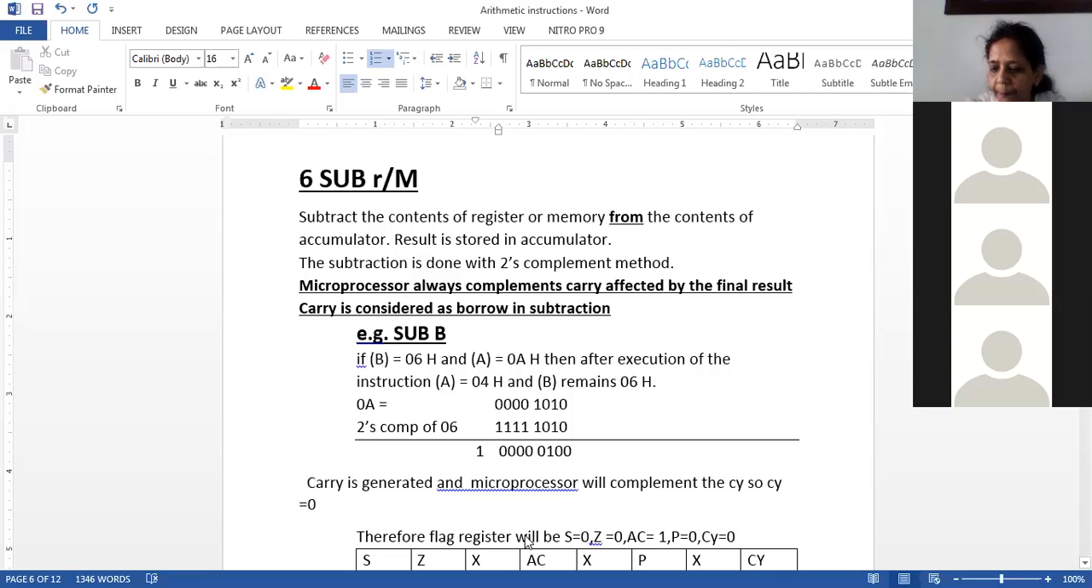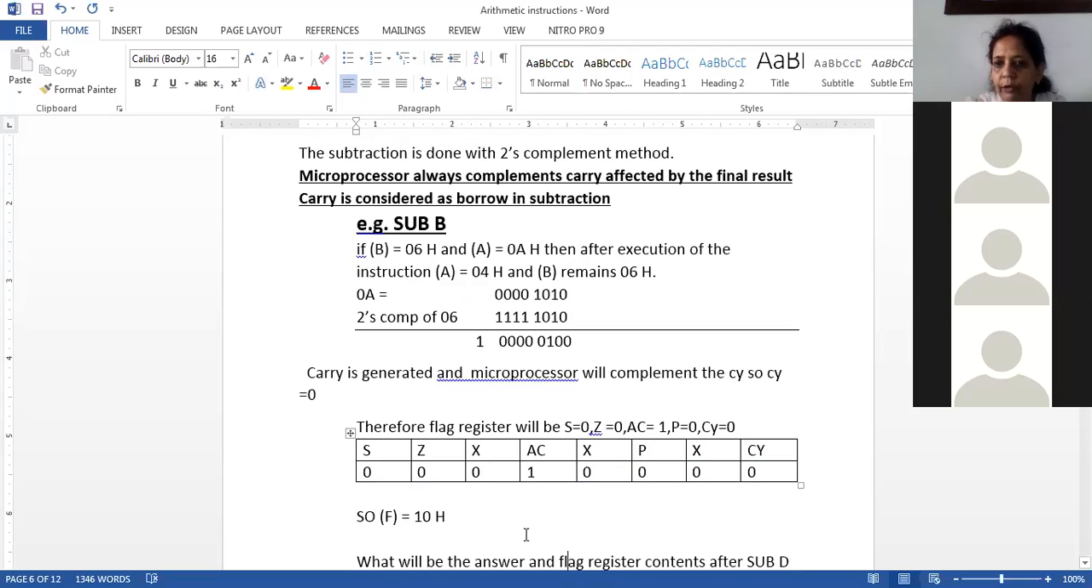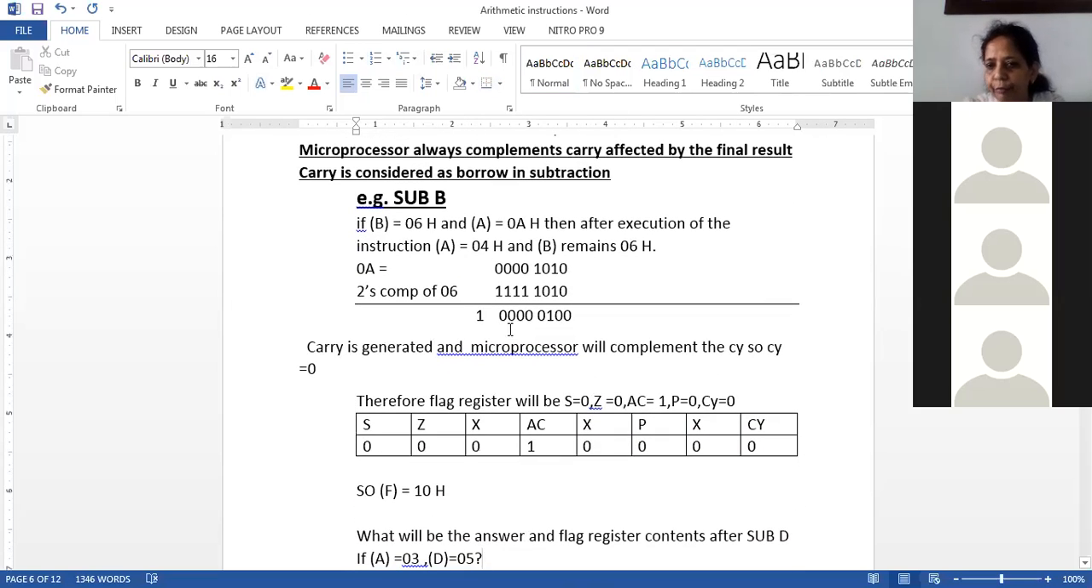So if you see, the accumulator will now have 04, and now how will the flags be affected? The sign flag is the MSB of the 8-bit answer, right? This is your 8-bit answer which will be in the accumulator. So the sign flag is 0, correct? Because the MSB of the answer is 0. Then the answer is non-zero, so the zero flag is 0. There is an auxiliary carry, 1 plus 1, 0 with carry 1. There was a carry here, correct? So the auxiliary carry will be 1.